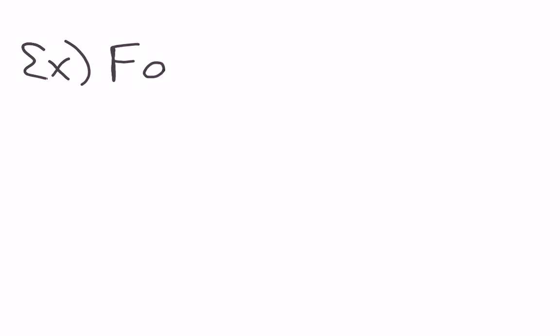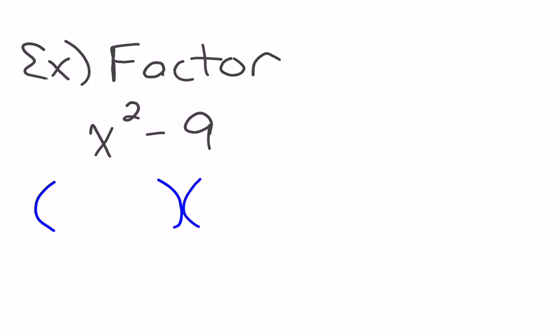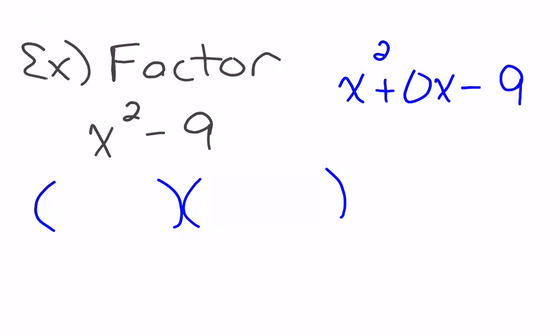So all of these will say factor. And the first one is x squared minus 9. Now notice there is no middle term, and that's what makes it special. Most factorings have a trinomial. This one has a binomial. And so the middle term is 0. So realistically, this is x squared plus 0x minus 9, if we want to look at it that way.